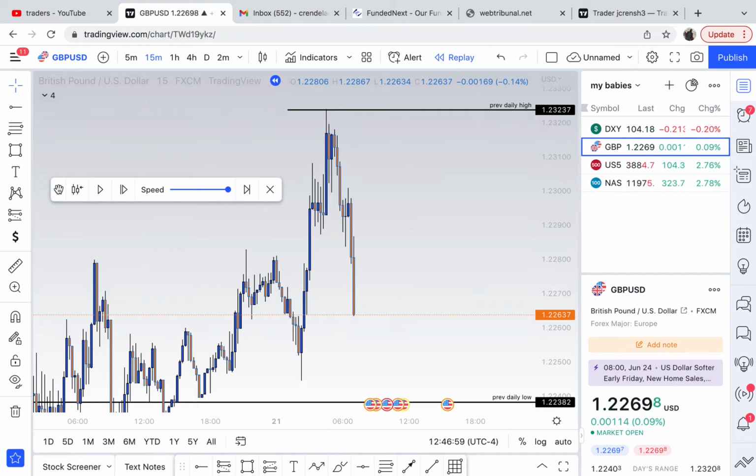As you know, I always start off marking the previous daily high or the previous daily low, and that's how I formulate a bias on where the market's going for the day.